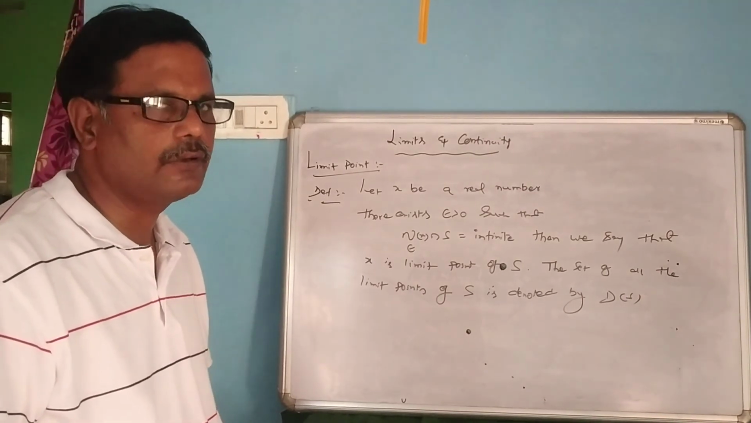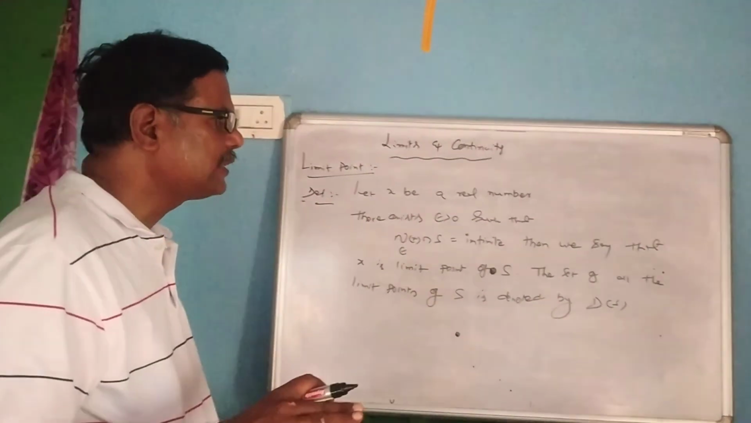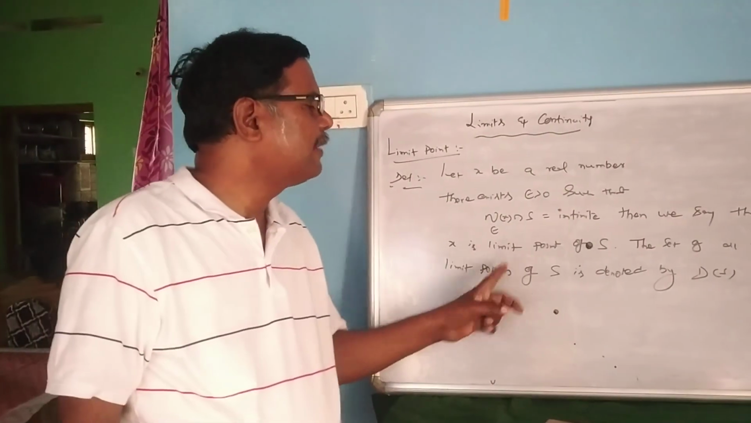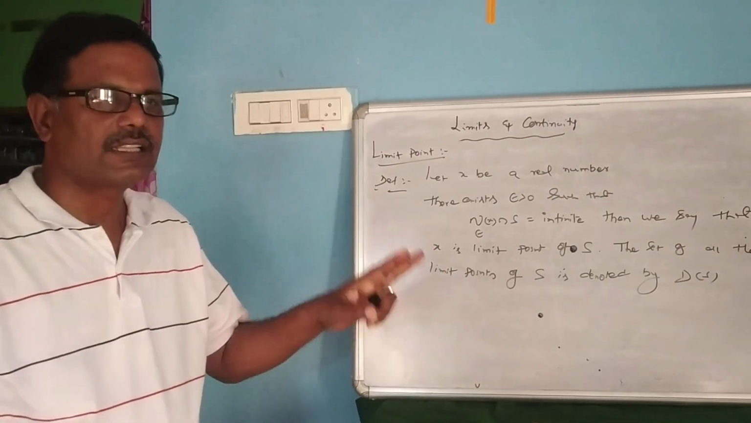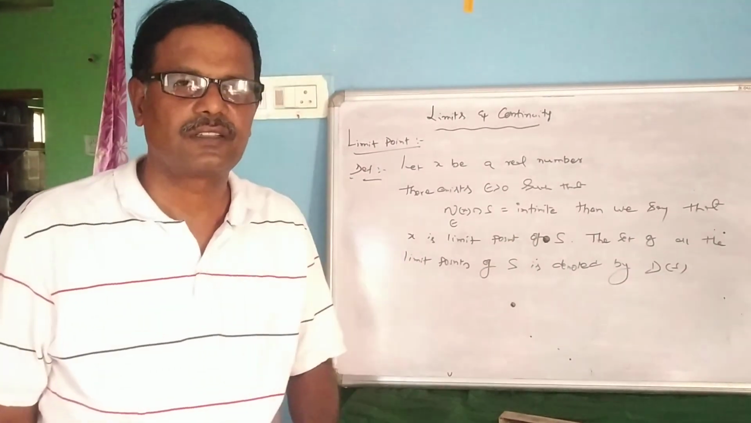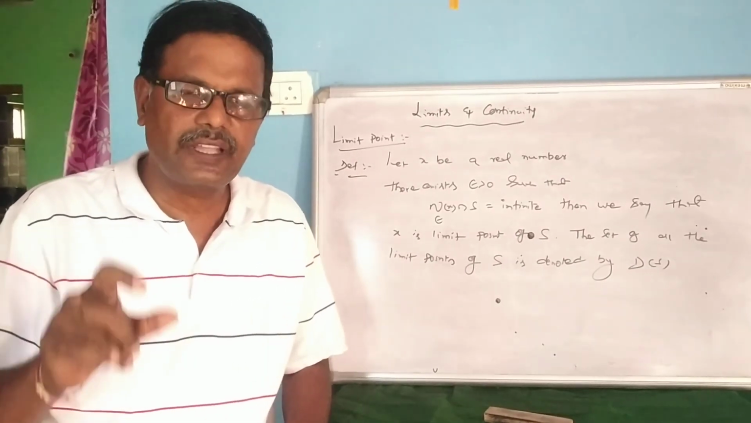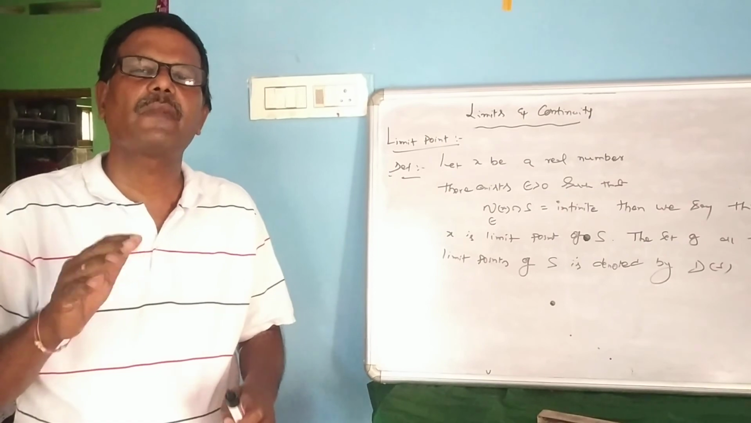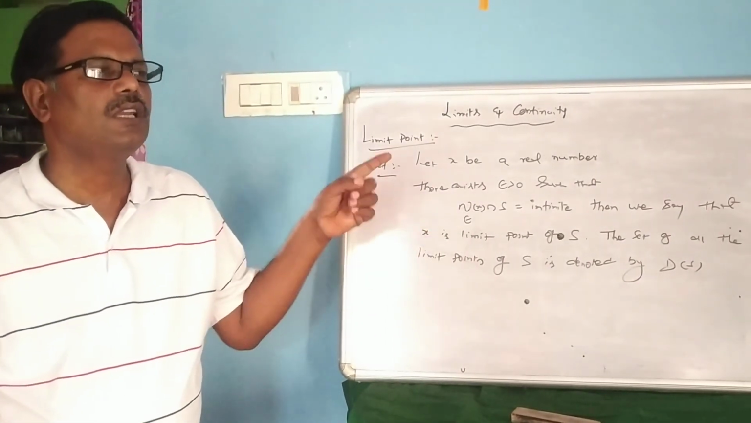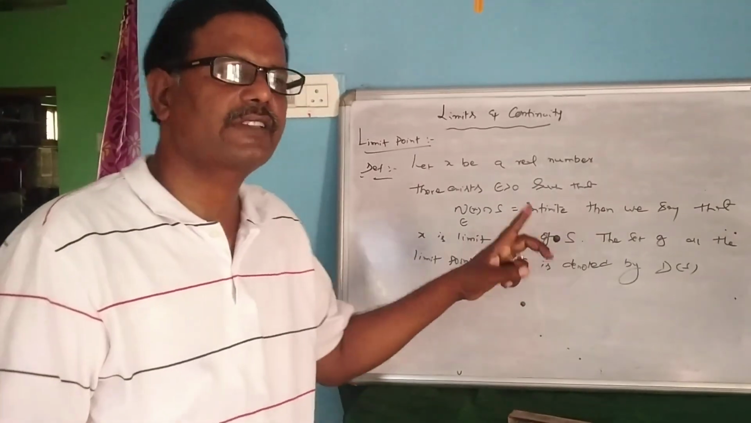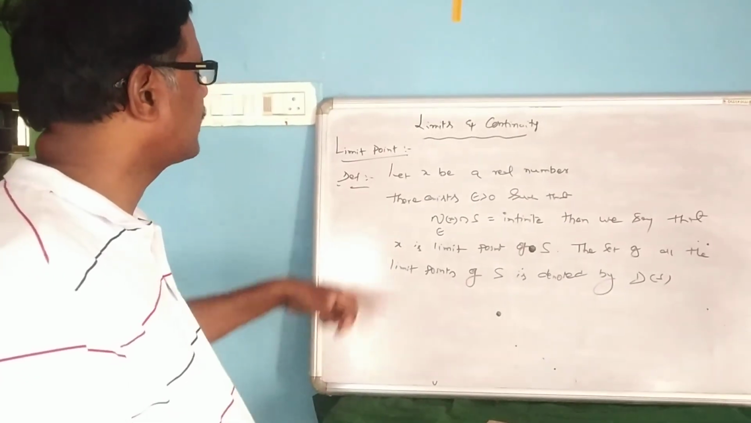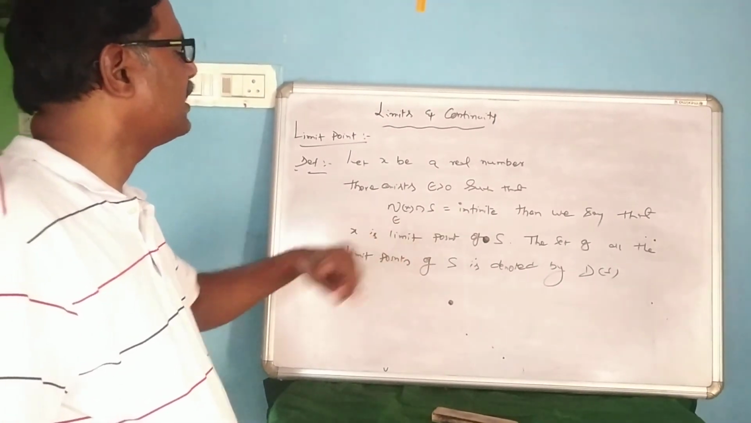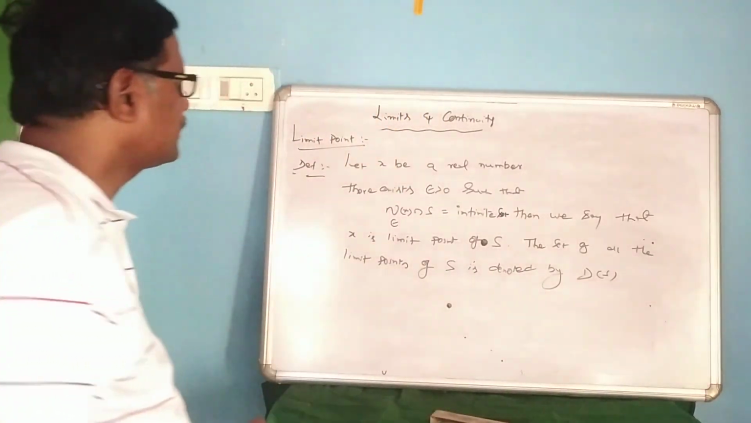Friends, before we discuss the definition of a limit, the domain of a function must have limit points. Otherwise, we cannot define the limit of a function. If it has no limit points, we cannot discuss the limit of a function. The epsilon neighborhood of x intersection S must be infinite. Then we say that x is a limit point of S.